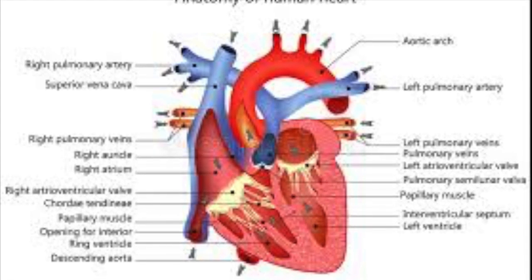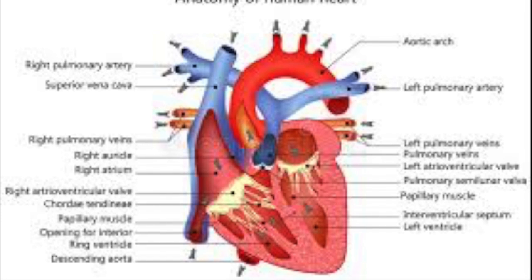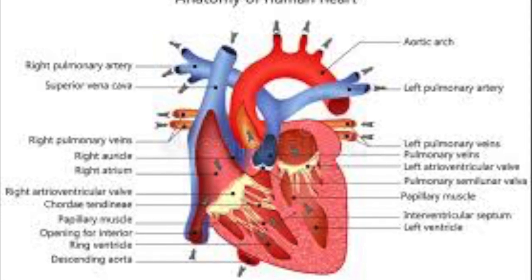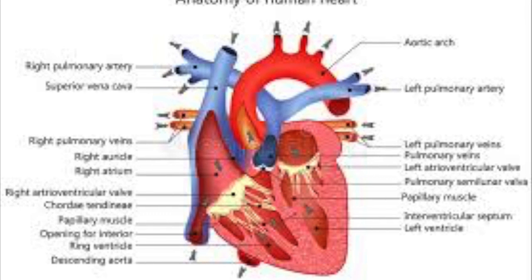Pulmonary vein, carries oxygenated blood from the lungs to the left atrium of the heart. Pulmonary artery, carries deoxygenated blood from the heart back to the lungs. It is the only artery that carries deoxygenated blood.